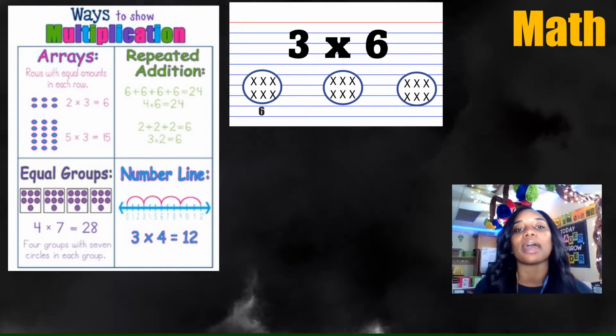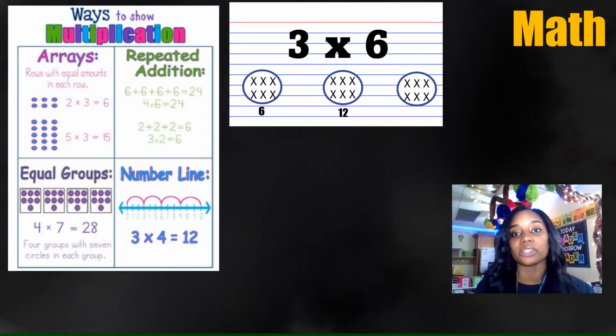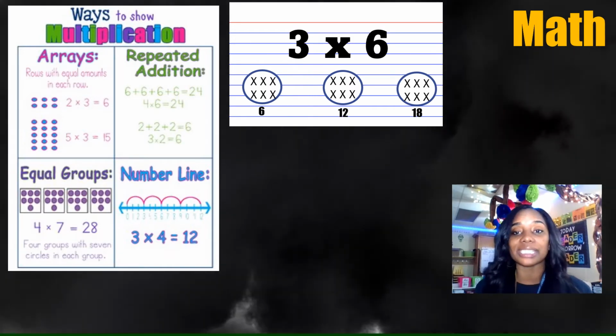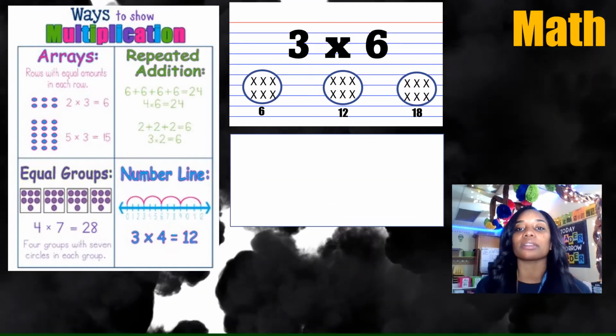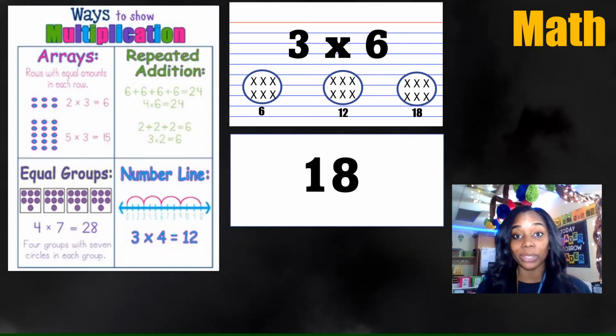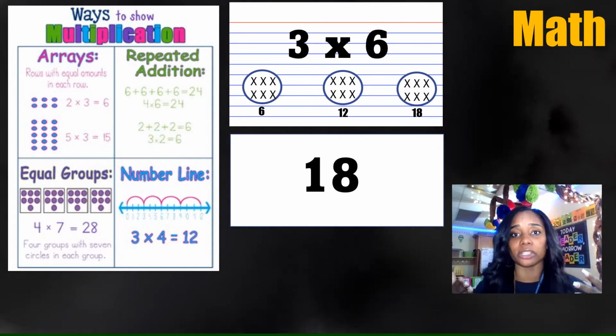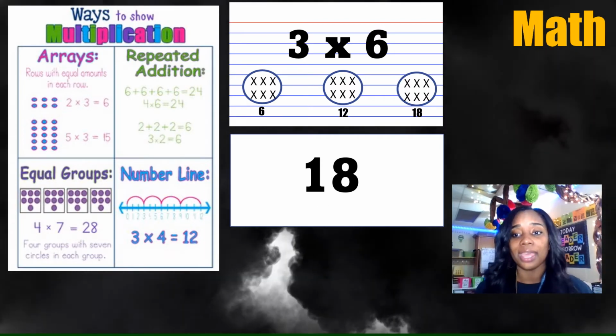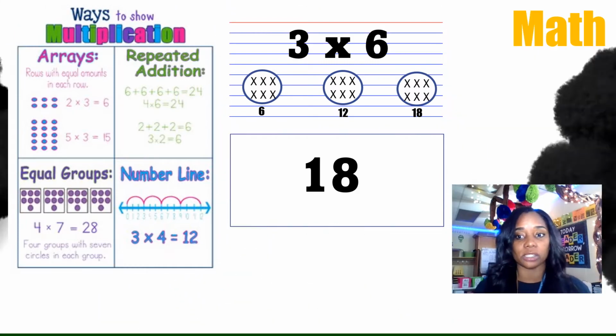Now I count them out. 6 plus another 6 is 12, plus another 6 is 18. On the back of the flashcard, I write my product, which is 18. Okay, this is to help our scholars to remember and know their multiplication facts, okay?